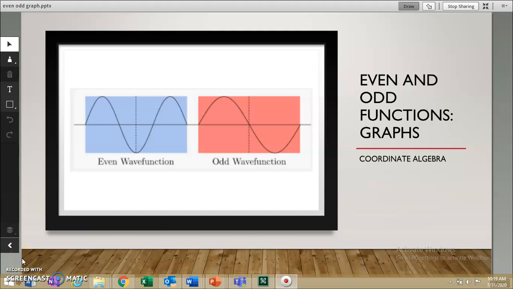Hello, today we're going to look at even and odd functions and their graphs.